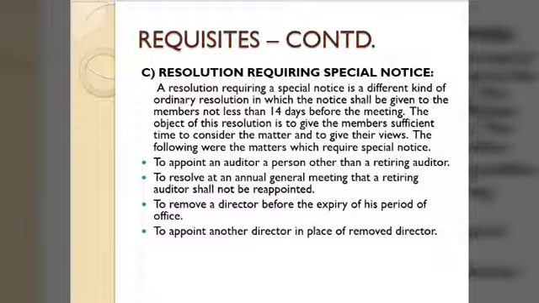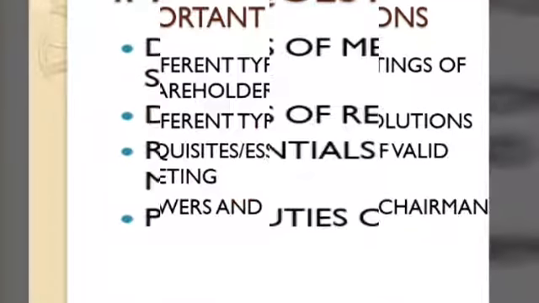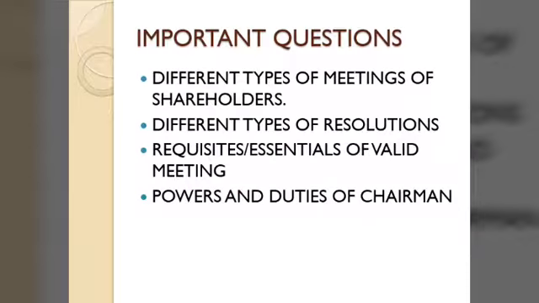These are the important aspects regarding the requisites of a valid meeting. And the next one is the important questions which are repeatedly asked in the examination. That is the different types of meetings of the shareholders, the different types of resolutions passed in the meeting. Next one is the requisites or the essentials of a valid meeting. Next one is the powers and duties of the chairman. These are the various important aspects repeatedly asked in the university examinations.